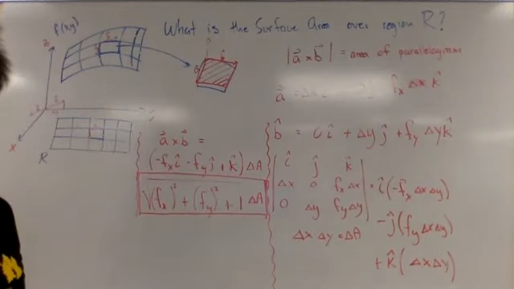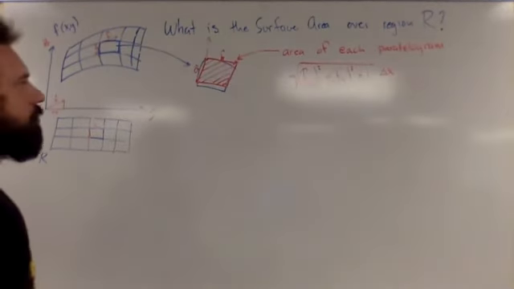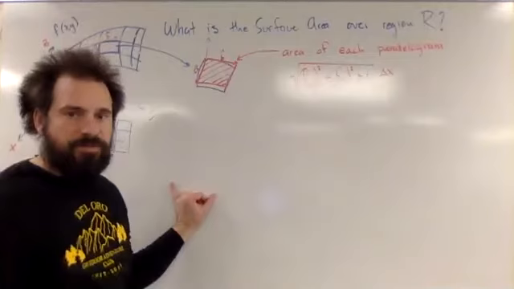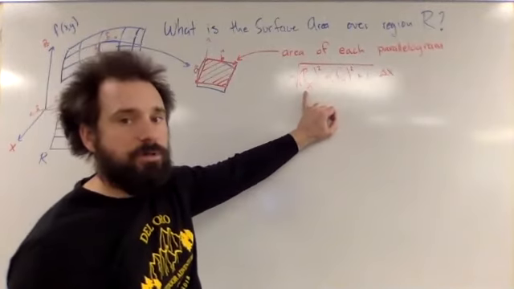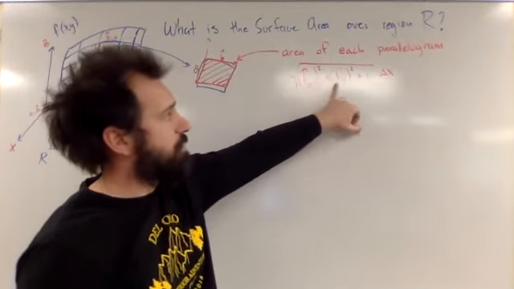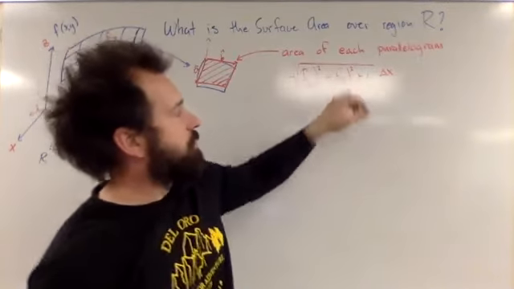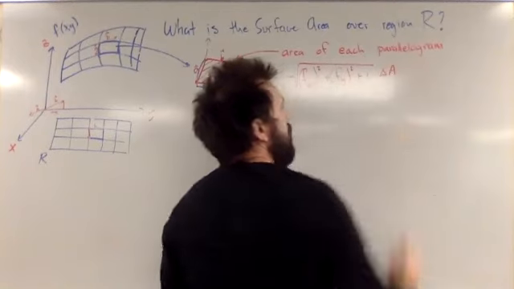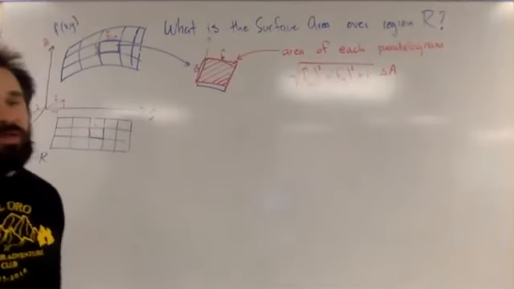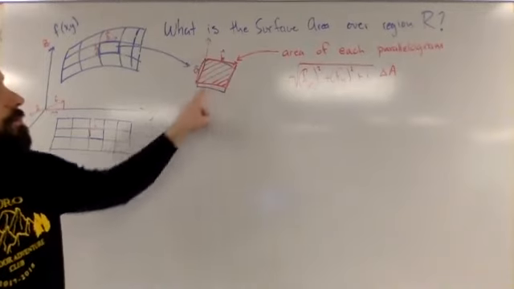Let me clean up for 1 second here. Okay, so what I have, I took that formula that we just had and rewrote it up here. It's the square root of the partial with respect to x squared plus the partial with respect to y squared plus 1, all inside the square root, times delta A. That's the area of one parallelogram.